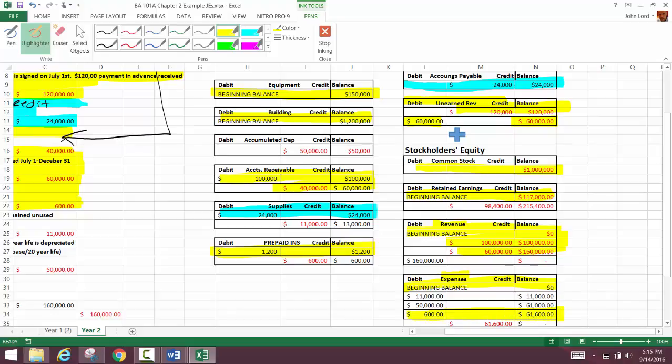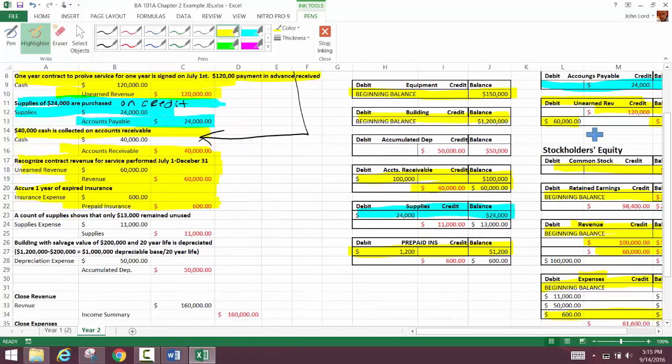What do I do? Skip some ones or something? Or I just did them in a not 6,000, but what? 600. 600, and then I come over and I do what? I credit my prepaid insurance because $600 of that asset has expired, hasn't it? It's expired, and so I took the expense, I reduced the asset by the portion that has expired, right? Okay, good. Then what?